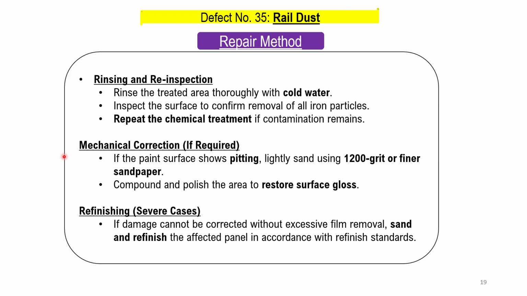Then, mechanical correction, subject to requirement. If the paint surface shows pitting, lightly sand using 1200 grit or finer sandpaper, then compound and polish the area to restore surface gloss. Refinishing. In severe cases, if damage cannot be corrected without excessive film removal, sand and refinish the affected part in accordance with the finishing standard.